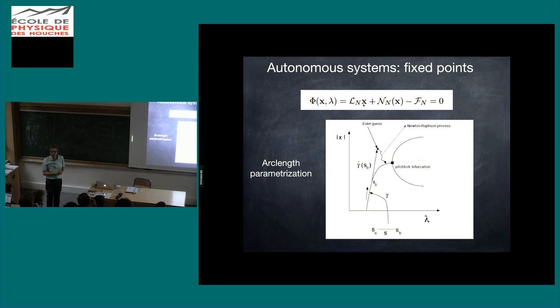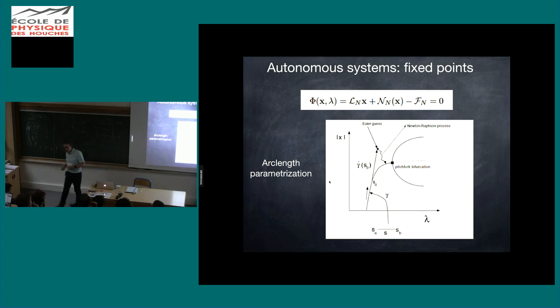You probably did Newton-Raphson in your class on numerical mathematics for finding a zero of a function. Even if this is million dimensional, you can still apply Newton-Raphson to find the zero of a million dimensional algebraic system. So this is the technique, and what is nice about it is that you can actually go around saddle node bifurcations. You can compute unstable states.